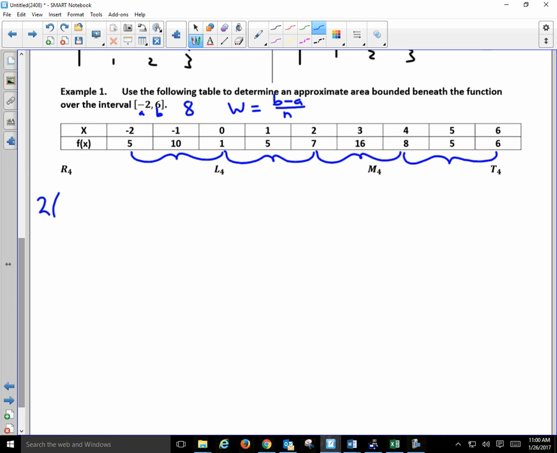This is my first sub-interval. I want to evaluate the right-hand side of it. The right-hand side would be evaluated at 0, and I would get 1. Then, at 2 I get 7. At 4 I get 8. Good. Is that clear to everybody? So I get 8 plus 8 is 16, 22, so 44.